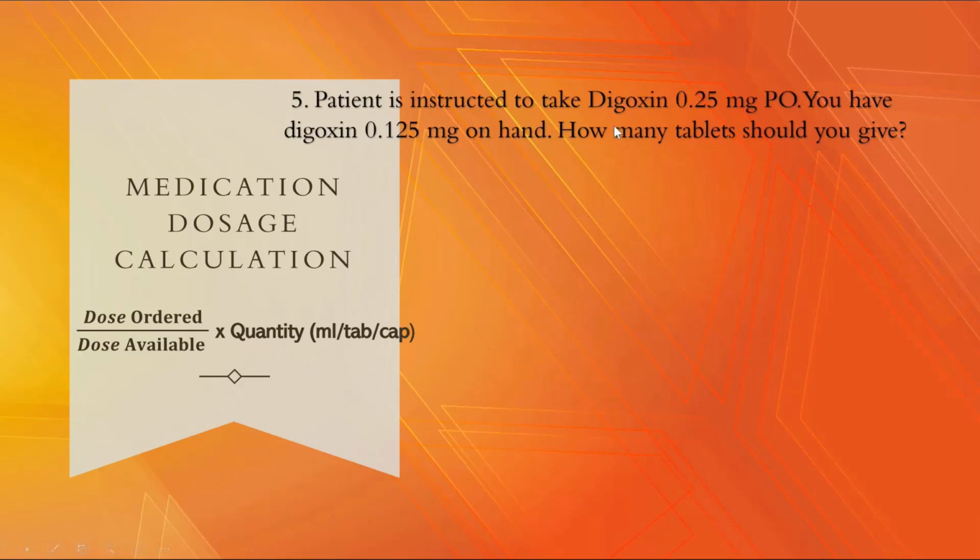A patient is instructed to take digoxin 0.25 milligram PO. You have digoxin 0.125 milligram on hand. So the dose ordered is 0.25. Dose available is 0.125. How many tablets should you give? So to calculate, dose ordered 0.25 divided by dose available 0.125 into one tab. When you calculate, you will cancel milligram, 0.25 divided by 0.125. That gives you 2 tablets. So you will give the patient 2 tablets.